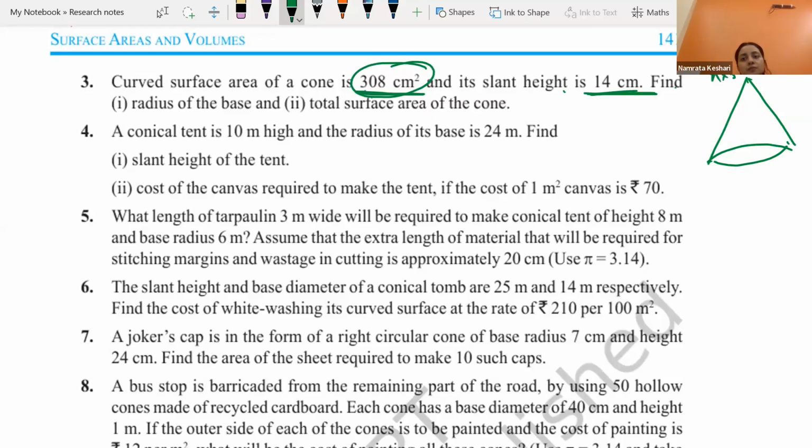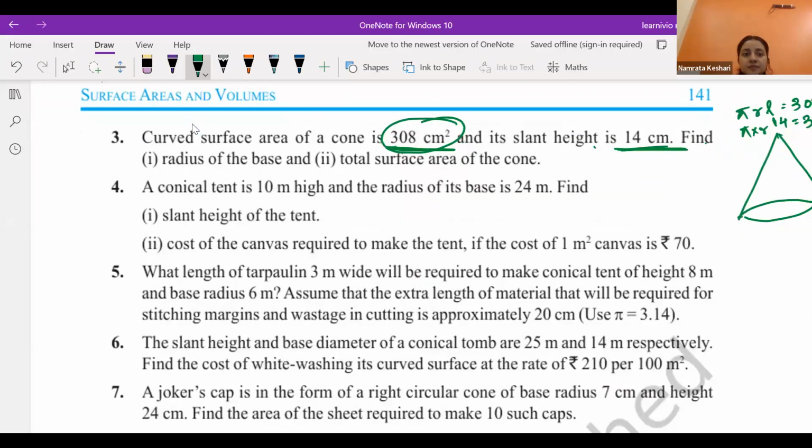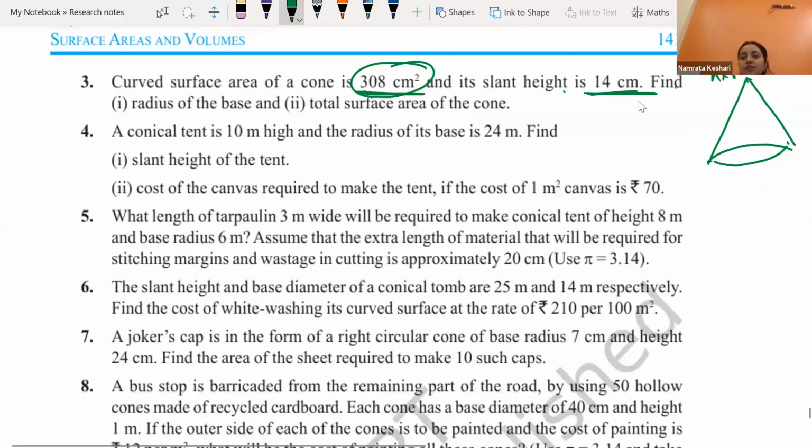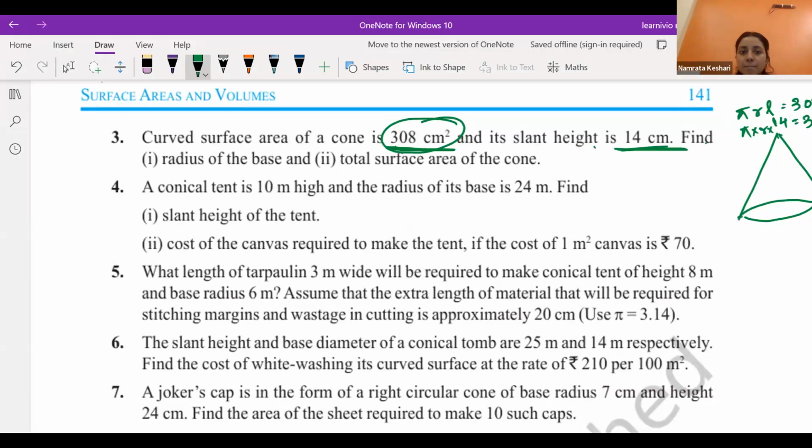Please find it. And also find the total surface area of the cone. Ma'am, the radius is 7 centimeters. Yes, everyone is getting 7 centimeter as the radius. Ma'am, I am getting 49. Yes, Ryan, what are you getting? 49. Okay, let's check it over here.